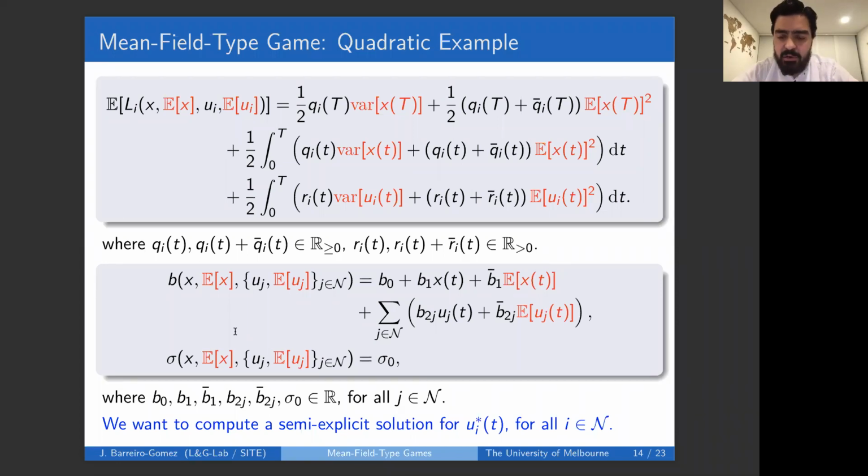And in this particular example, we consider a drift that is state dependent and control input dependent and mean field dependent. But in the diffusion term, for simplicity, we just consider this sigma zero. But it's important to point out that actually we can consider the state dependence and the control input dependence using the same method. So this is just an example. So what we want to do is to find a semi-explicit solution for this.